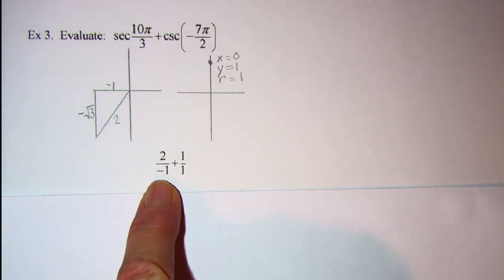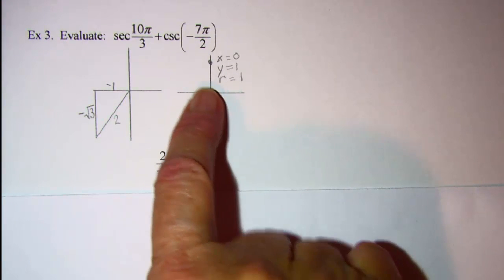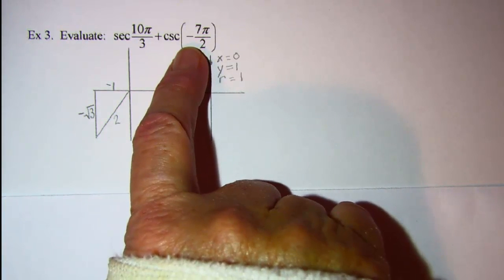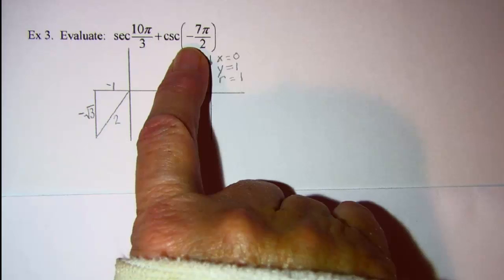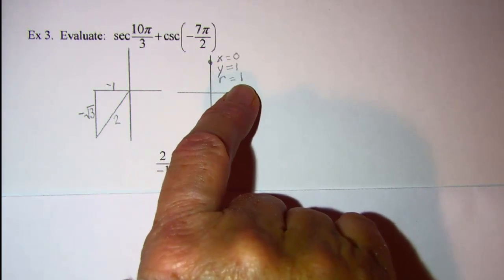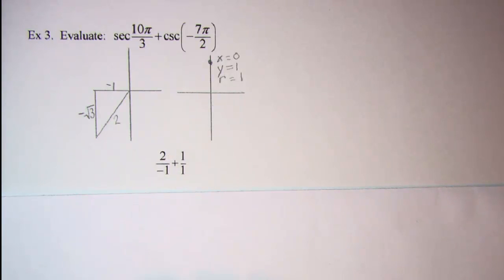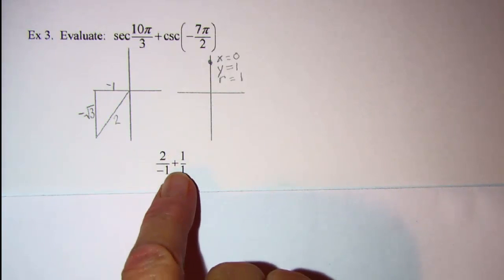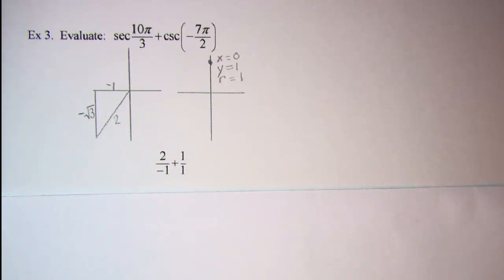It's right there. And then for cosecant, I need to think about sine. Sine is y over r, which is 1 over 1. And then the reciprocal of that, which will be my cosecant, is still 1 over 1. So basically I have negative 2 plus 1, which gives me negative 1.